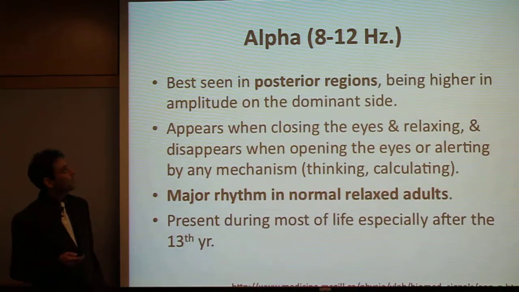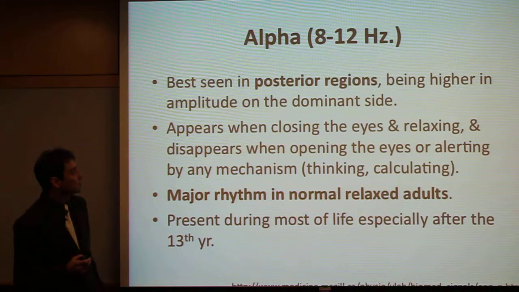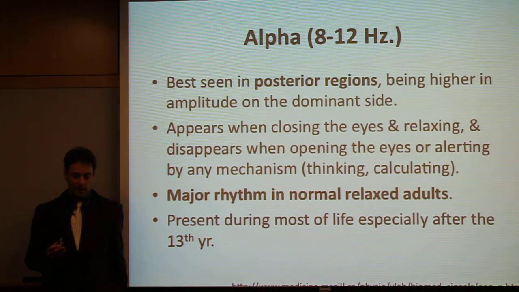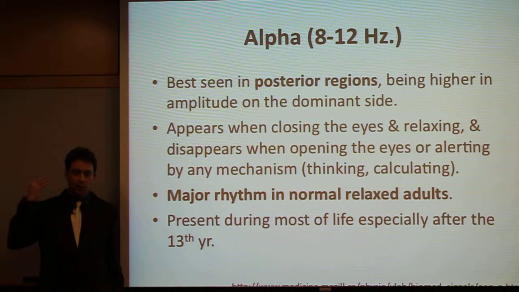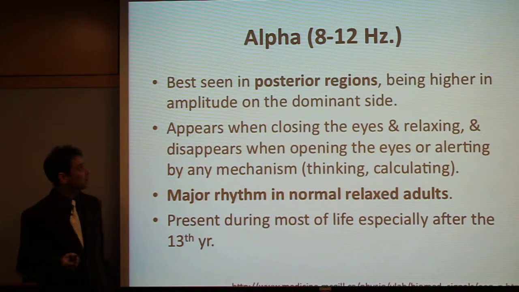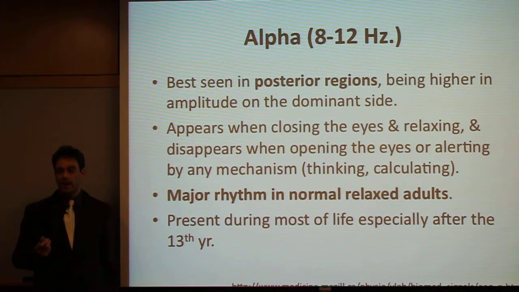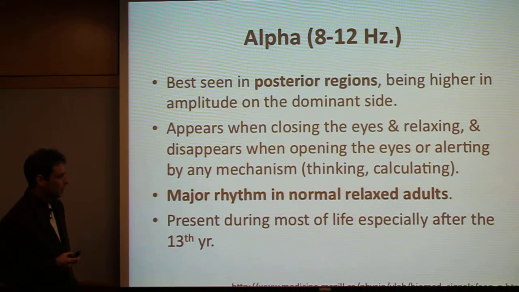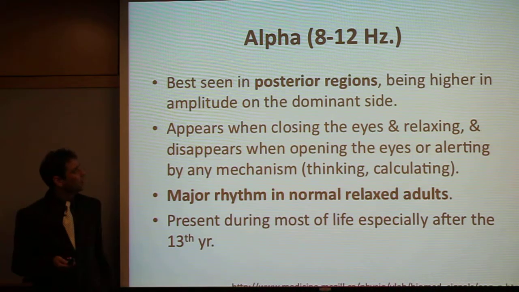The alpha rhythm is between 8 and 12 hertz, and it is often seen most prominently posteriorly over the occipital montages when patients are awake but relaxed with their eyes closed. It is the major rhythm in normal, relaxed adults.